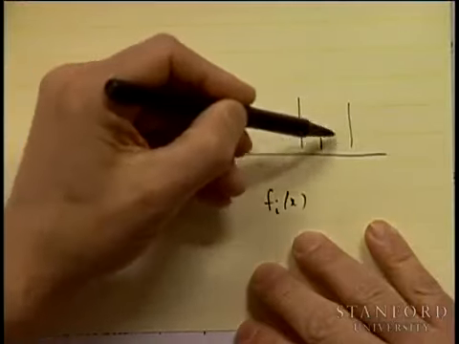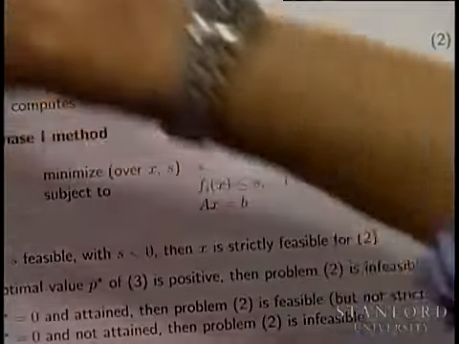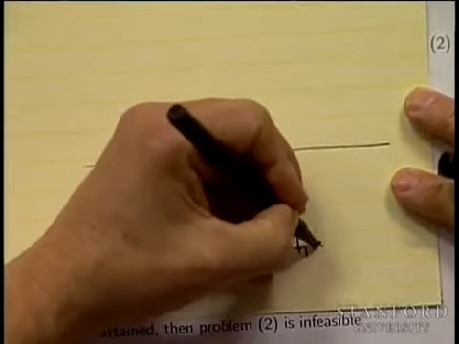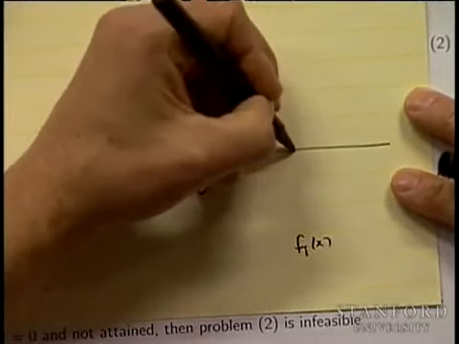These are fi of x here. Let's say I start with a problem like this. Here's 0, our critical point. Here's fi of x. Here's a bunch of inequalities that are satisfied like that, and here's a bunch that are violated. Okay?